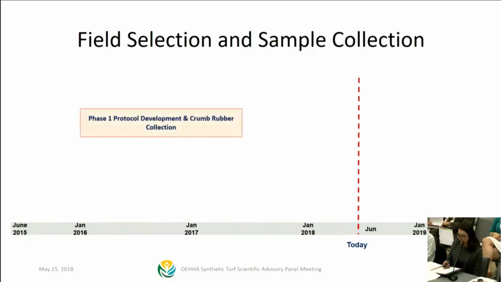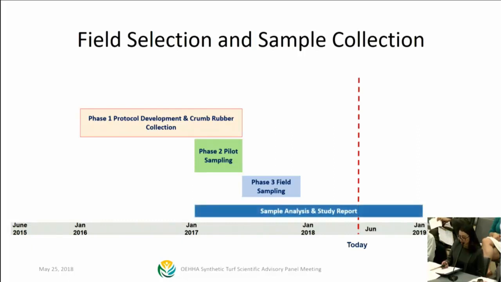Our phase 1 began in January of 2016, and it involved the protocol development for chemical analysis as well as sample collection. Additionally, during this period, initial crumb rubber samples were collected and used for further protocol development. In phase 2, which took place in early 2017, we tested and finalized a sampling protocol. Our focus today will be on phase 3, field sampling. This took place throughout 2017 and involved field sampling to characterize field conditions in California.